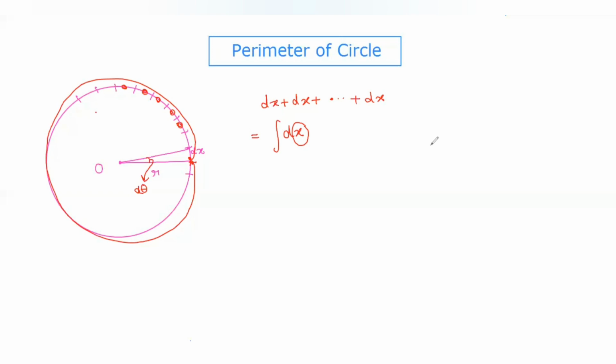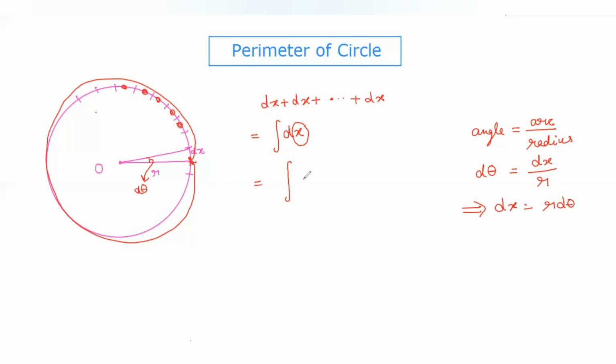It's a challenging task, but not when you are in my video. Now in a circle we know that angle is equal to its corresponding arc upon radius. Now putting the values here we get d theta equals arc, which is dx, upon radius, which is r. Now here we get dx equals r d theta, as simple as it looks.